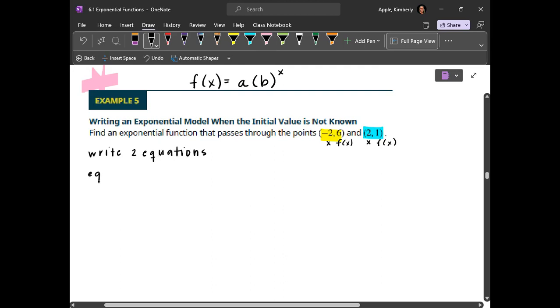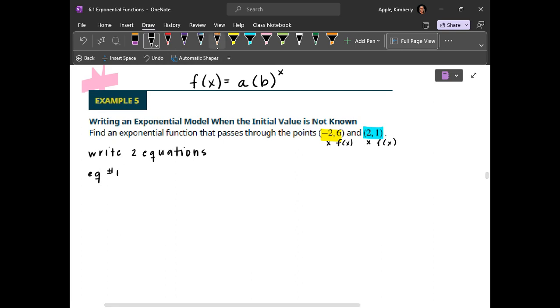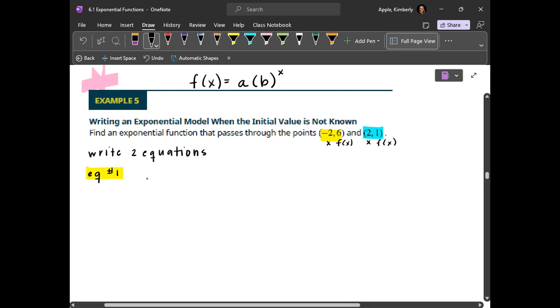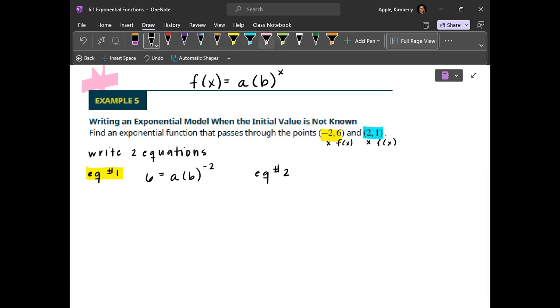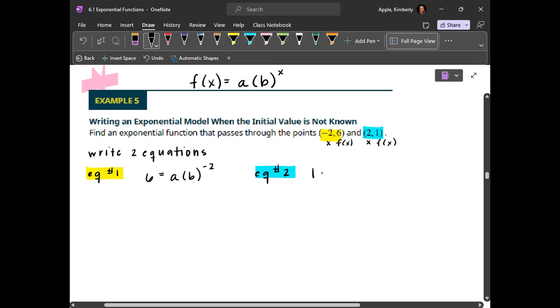So equation number 1, we'll use the yellow highlighted input and output pair, and that will be 6 equals a times b to the negative 2 power. In equation number 2, we'll use the blue highlighted input and output pair, and we're going to write that as 1 equals a times b to the 2nd power.